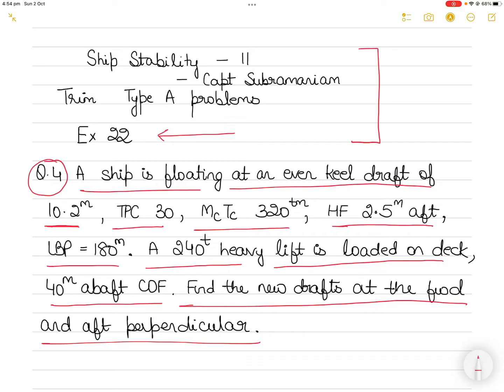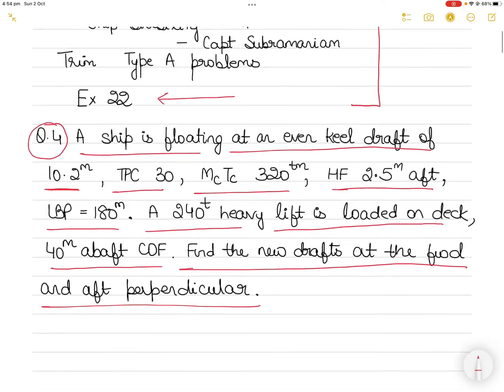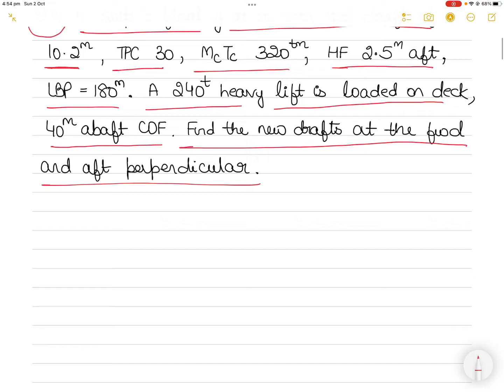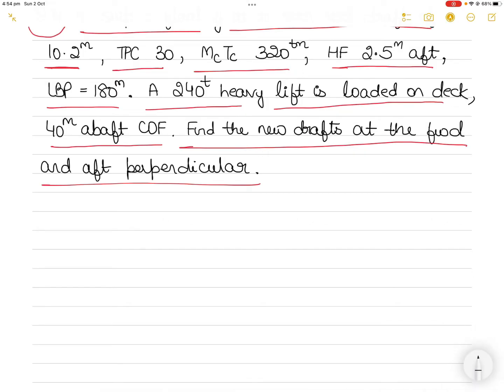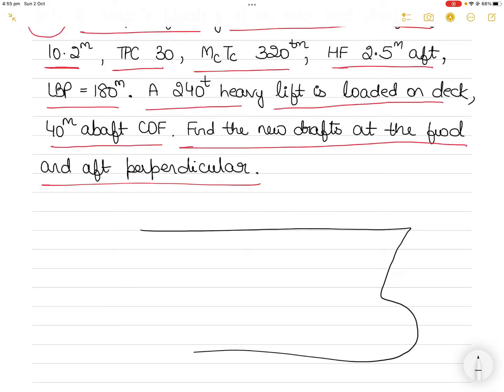Pause the video here. Read the question very carefully, and before you watch my solution, try to draw a diagram to just be able to visualize or conceptualize what is happening in this question. Alright, I will draw the diagram now just for me to be able to understand what is going on in this question. So the vessel is on even keel, that means the forward and the aft draft is the same.